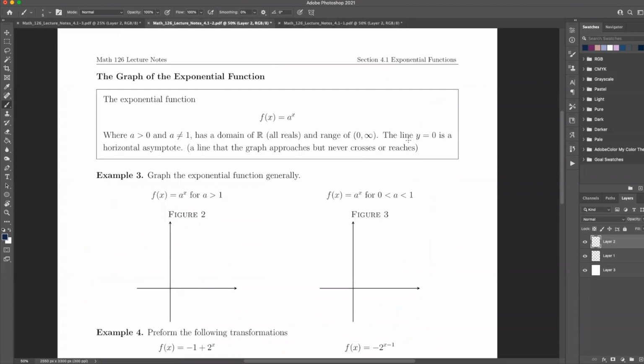The line y equals 0 is a horizontal asymptote. This is more of a true asymptote, where the graph can approach it but never really cross it. And so graphing these, generally speaking, all exponentials go through the point (0, 1), because anything raised to the 0 power is 1. And so all of them vaguely look something like that. And then here, this will also go through (0, 1), so it doesn't matter what a is. And then if it's between 0 and 1, it'll go vaguely down like this.